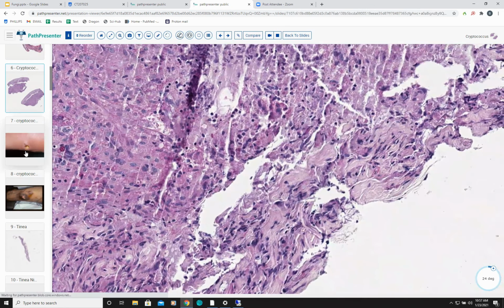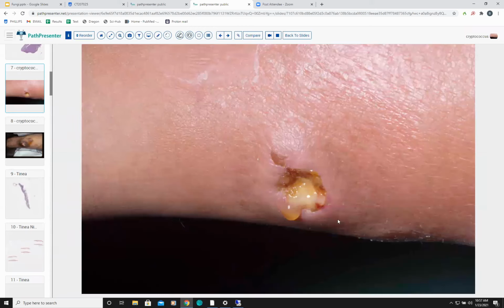And here is a clinical of Cryptococcus with an ulcer, and this I think is supposed to show this kind of mucoid material that's coming out.